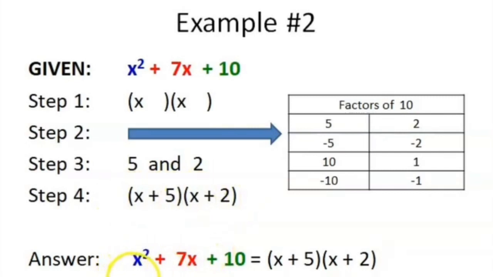So, therefore, the factor of x squared plus 7x plus 10 is quantity x plus 5 times the quantity of x plus 2. At kung gagamitan natin to ng FOIL method, babalik po tayo dito sa ating original na equation. So therefore, ang ibig sabihin, tama po yung sagot natin.